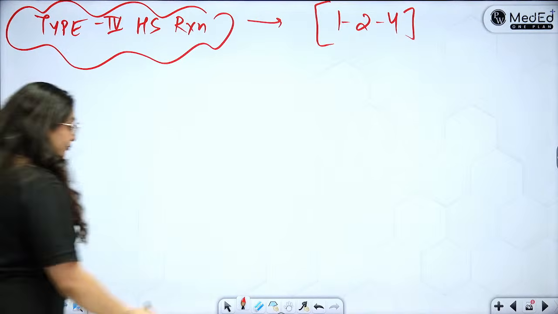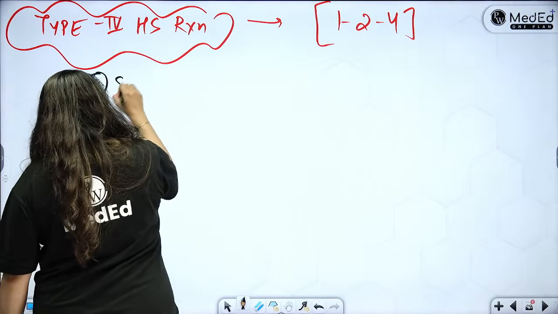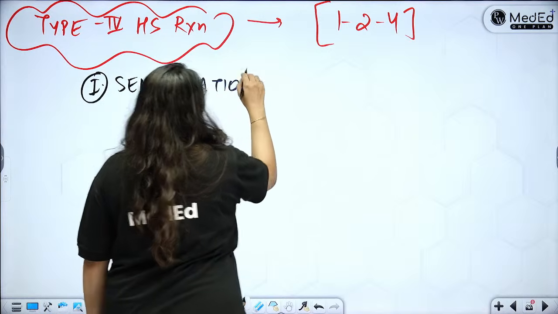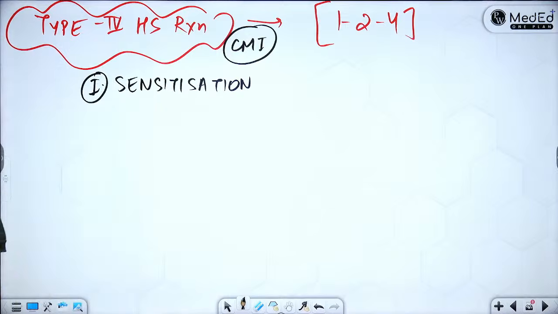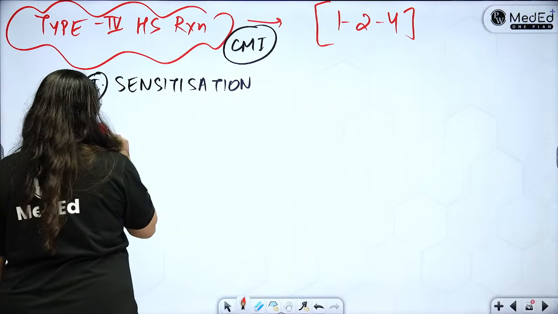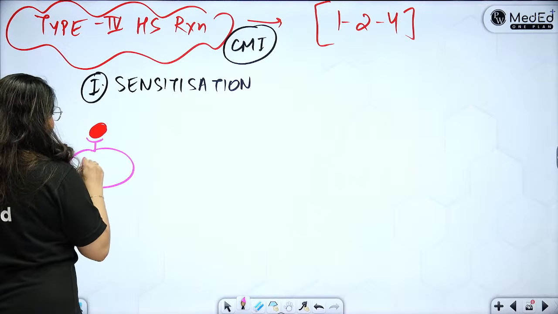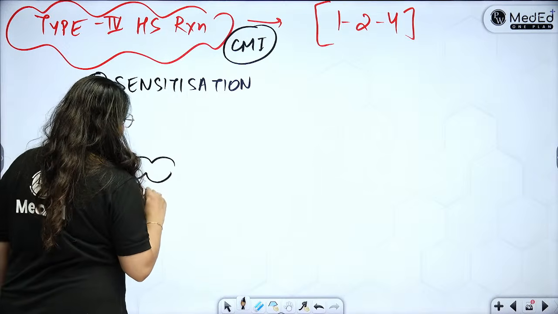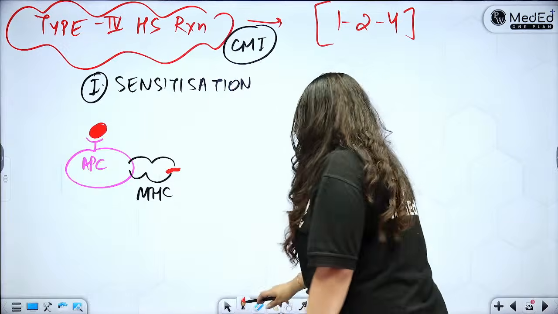Here also, in type 4 also, the first step is sensitization. Okay, this is cell-mediated immunity. Here also the T cells are going to get involved. You have an antigen. Who is this? This is TB, the tuberculosis antigen. This is seen by some antigen presenting cell. The antigen presenting cell has the MHC. MHC will show this antigen to a T cell, a T helper cell.